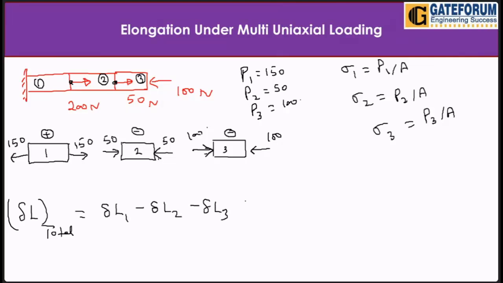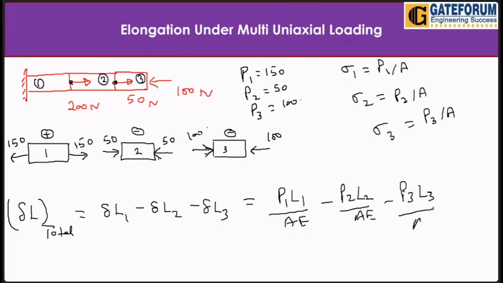And what is the formula of delta L? PL by AE. So here we have P1 L1 divided by A E, then minus P2 L2 divided by A E, minus P3 L3 divided by A E, like this only. In this way we can get the value of the total change in length, delta L total. So this is very simple, multi-axial loading.